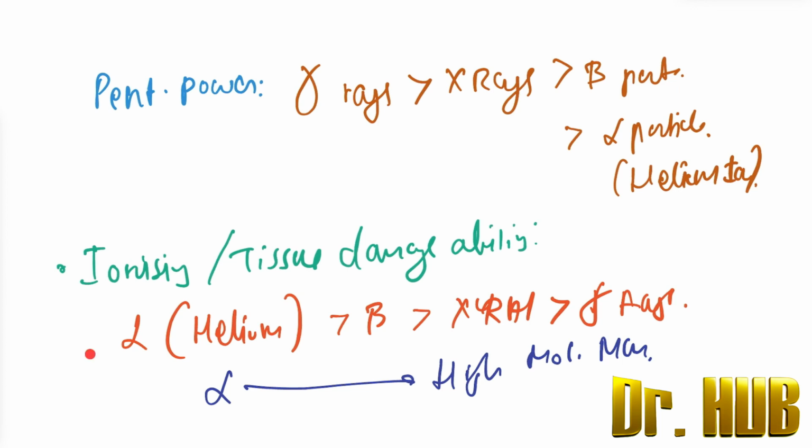In tissue damaging ability, there is alpha, that is the helium, and this is greater than the beta particle. This will be greater than the X-rays, and this will be greater than the gamma rays. Now if you see the alpha waves, it has the highest molecular mass.